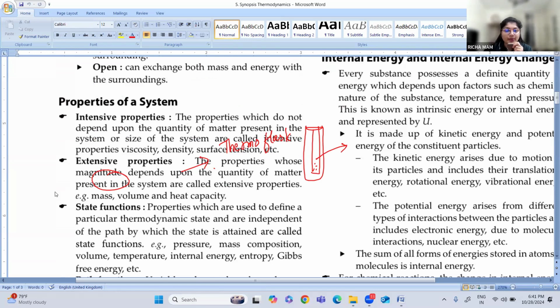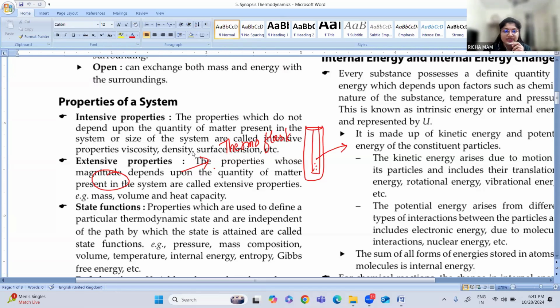Properties. There are different properties of a system: intensive properties and extensive properties. So what are intensive properties? They do not depend upon the quantity of matter present in the system or the size of the system. Then it is called an intensive property.